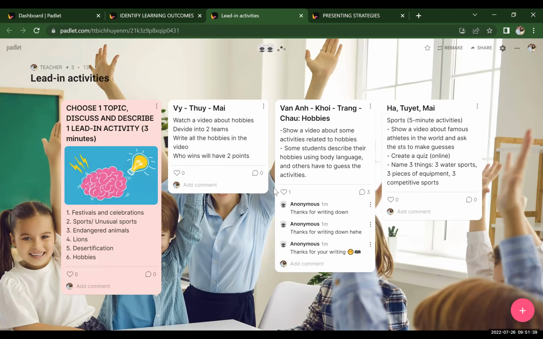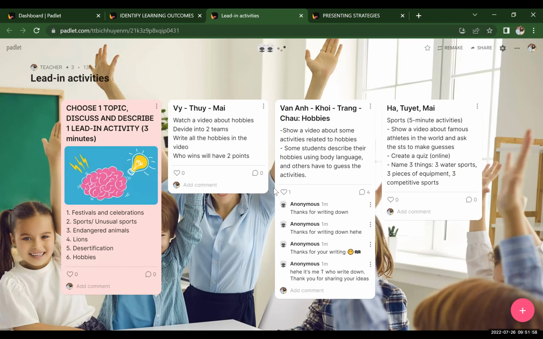Wonderful. So okay, one more question for you. It is interesting. Now, do you set the time limit for them, or which team finishes first will win? The activity will stop when the song stops.